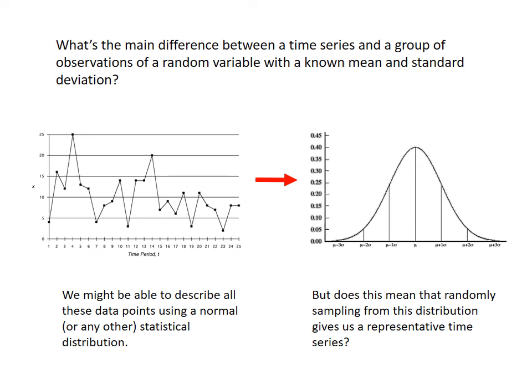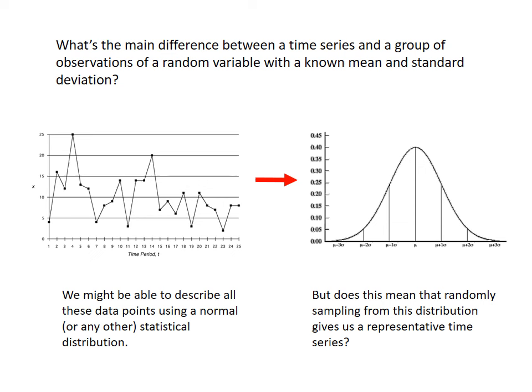So what's the main difference between a time series and just a sample of observations of a random variable with a known mean and standard deviation? We've talked a little bit about Monte Carlo simulation. And so that's sort of what I'm asking: what's the difference between a time series and Monte Carlo simulation, where you're just reaching into a hat and the hat is described by some sort of probability distribution with a known mean and variance, and you're pulling out marbles or whatever.